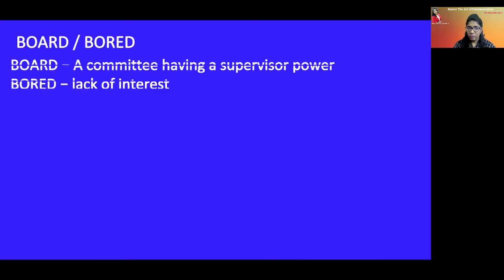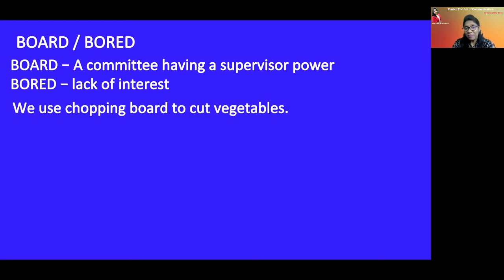The other one we have chosen here is board and bored. Both sound very similar, but the spellings are so different, as in the case of addition and edition, and accept and except. Here I've taken board. It sounds the same. Board is sometimes a committee having supervisory power, or sometimes we also use board to mean getting into something. Bored is nothing but lack of interest. One example: we use a chopping board to cut vegetables.